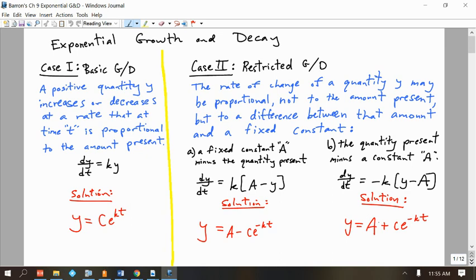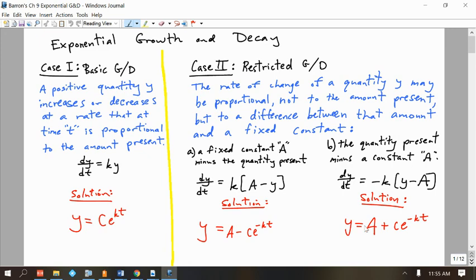But you notice in part A, the black differential equation is a positive k times a minus y, whereas the second one is a negative k times y minus a. So what does that switch do? And then the solutions are what's here in red. How do you get those solutions?